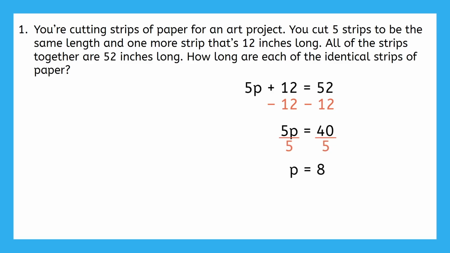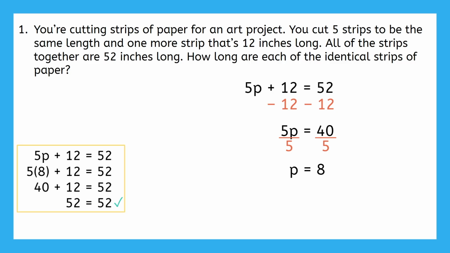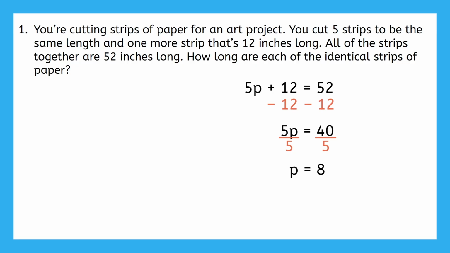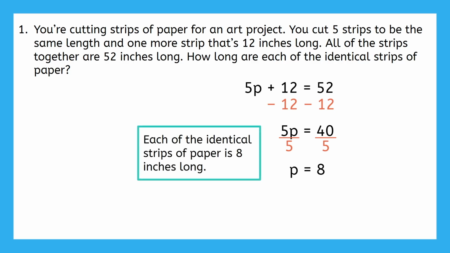You checked your solution too, right? Of course you did. Everything looks good there, so we have our solution. But we're not done until we fully answer the question. What does p equals 8 mean here? That's right. Each of the identical strips of paper is 8 inches long. That didn't seem much more complicated than a 1-step equation. Let's try another one.